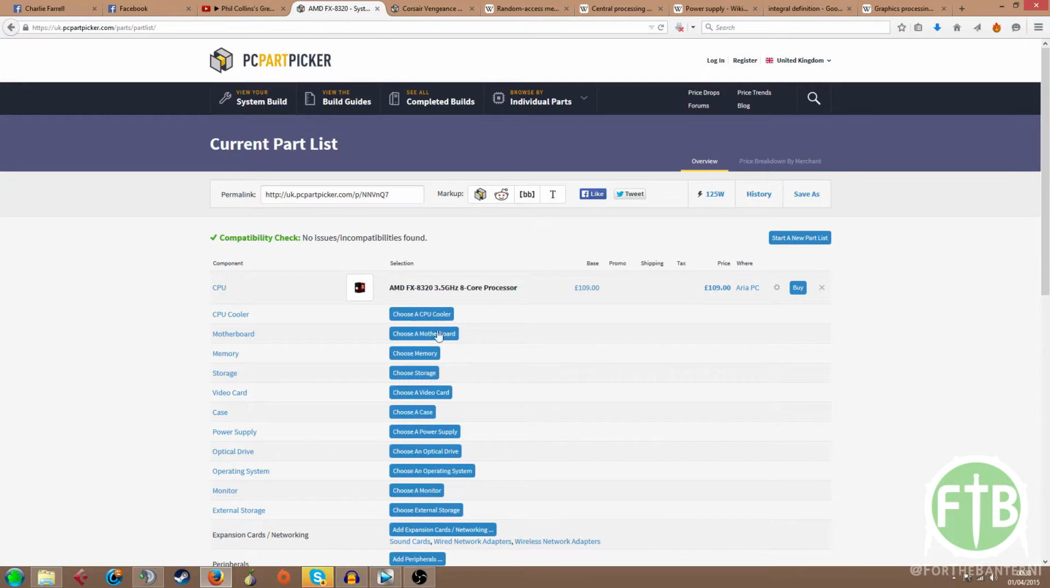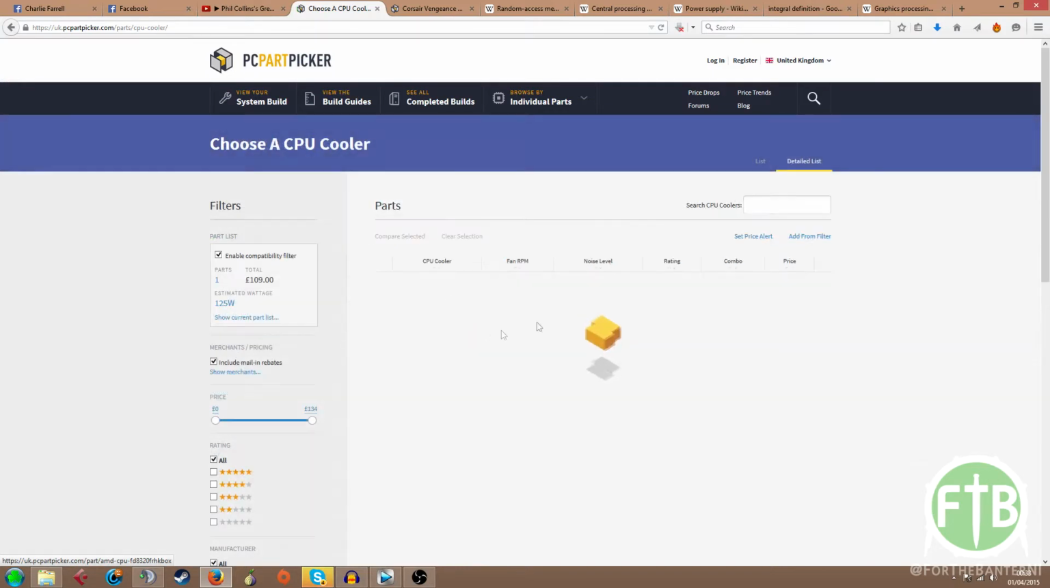My CPU cooler, I happen to get a Cooler Master Hyper 212 Evo. It's a very popular air cooler.